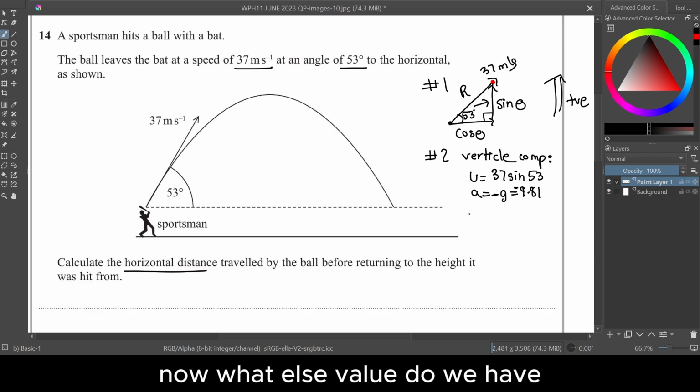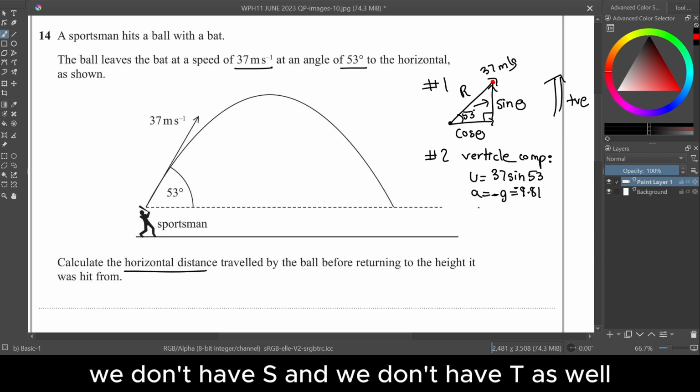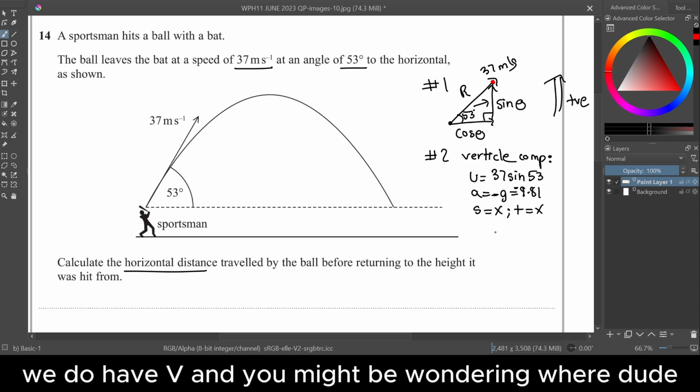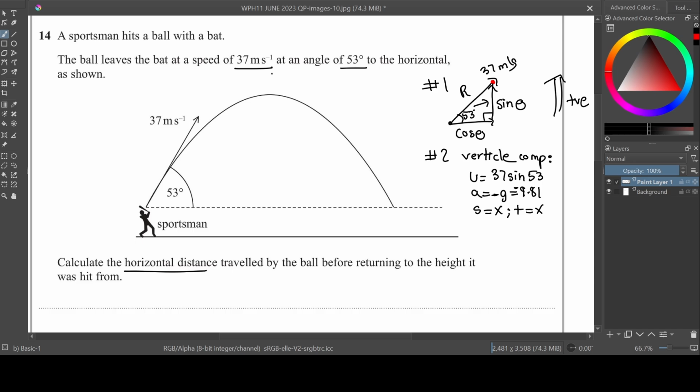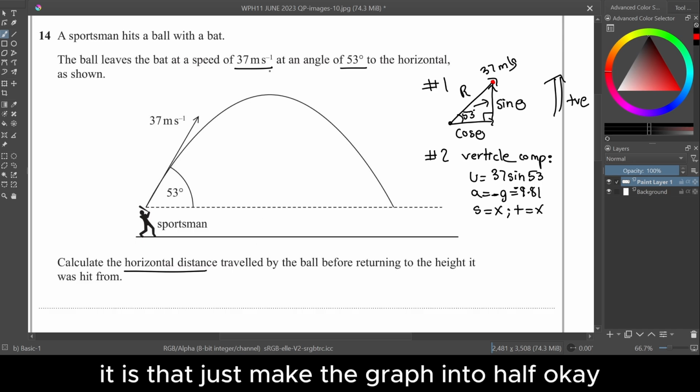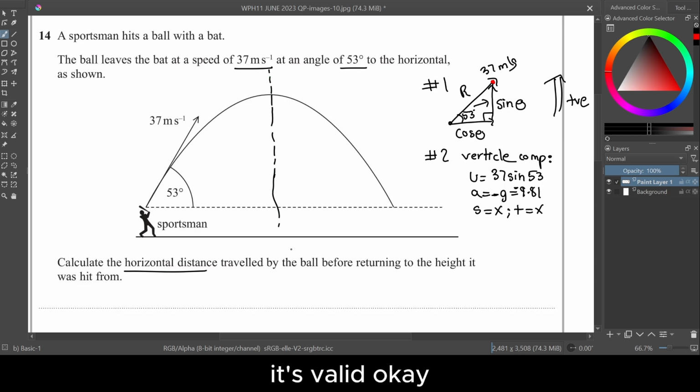Now what else value do we have? We don't have s, and we don't have t as well, and we don't have even v. No, we do have v. Oh wait, yes, we do have v. And you might be wondering, where, dude? I did not see that. So I will tell you a very good strategy. It is that just make the graph into half. Okay, for only vertical component it's valid. So make it at half.